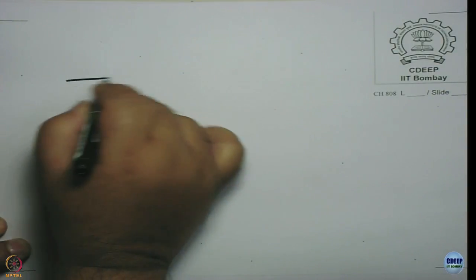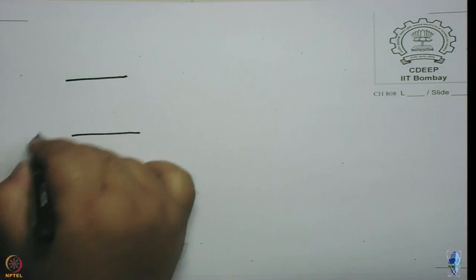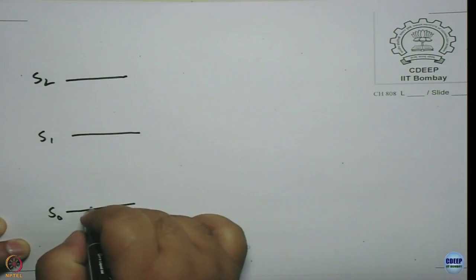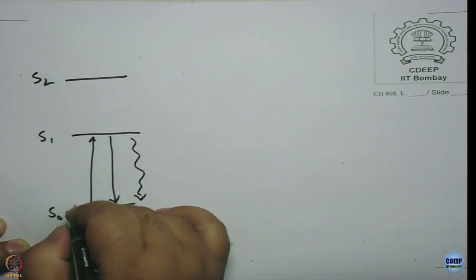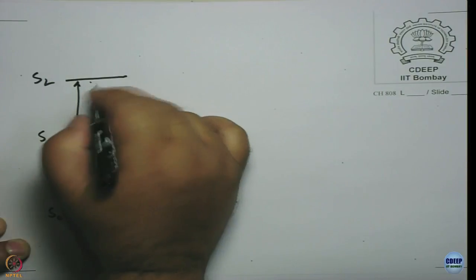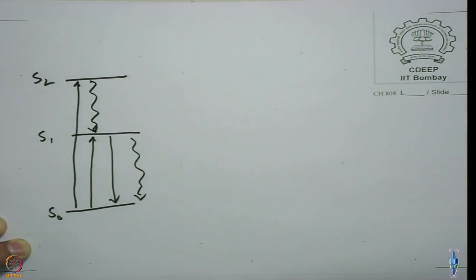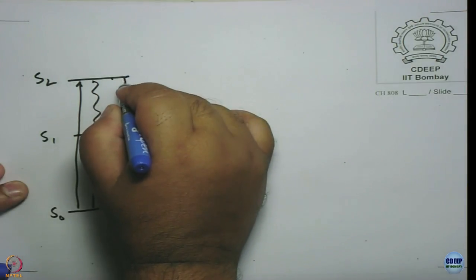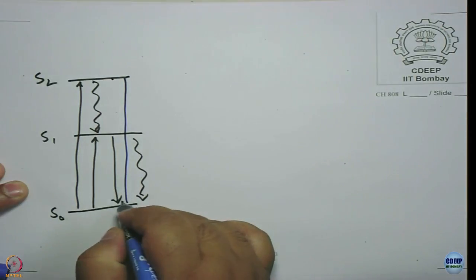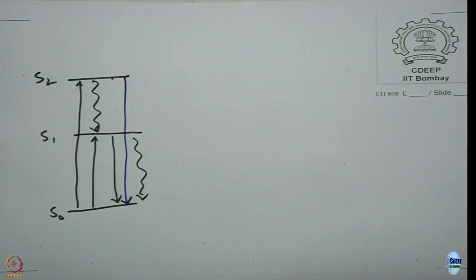And now, I will draw only three lines to make things simple, S0, S1, S2. So, you excite to S1, you get fluorescence and you get some non-radiative processes, understood. Excite to S2, what is believed is this non-radiative process takes over, okay, and there can be some non-radiative process between S2 and S0 as well. But suppose, for the sake of argument, we say that there is emission from S2 as well. First of all, where will that emission come? Higher energy or lower energy compared to the S1 emission? Naturally, higher energy.